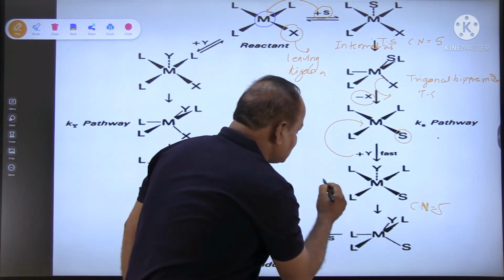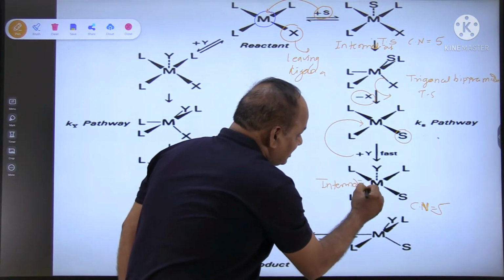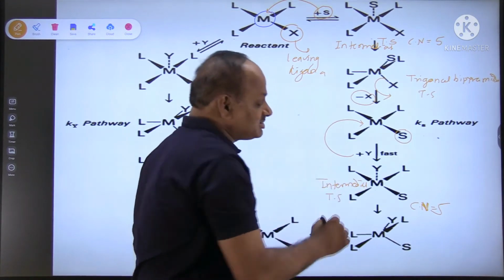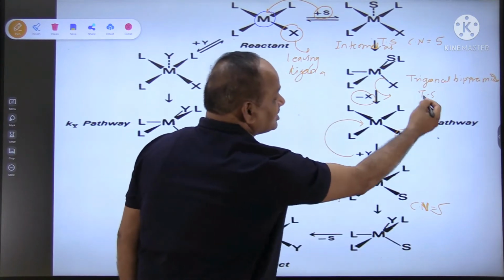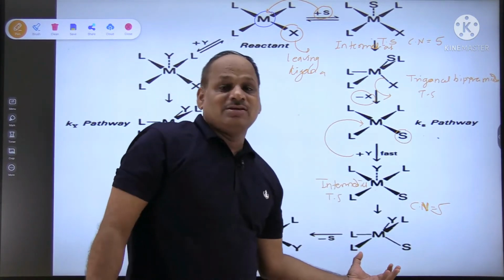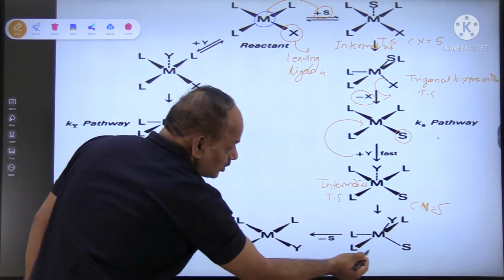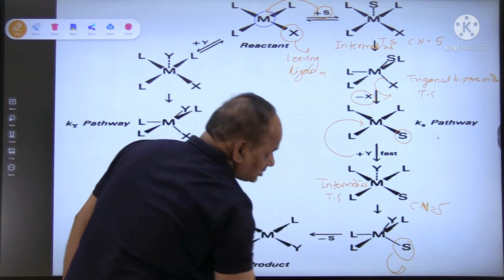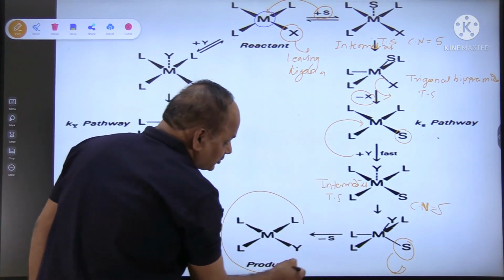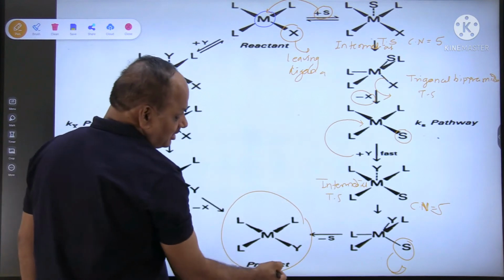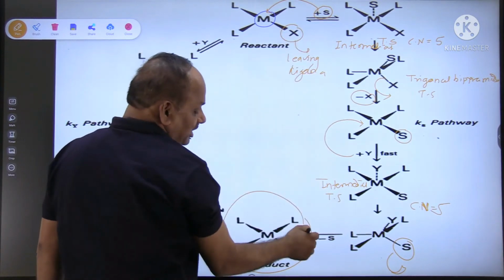This is the intermediate complex, an intermediate transition state that reorganizes the ligands and also forms a trigonal bipyramidal transition state. After that the solvent molecule is lost from that intermediate, you will get the substituted product, where Y is substituted in place of X.